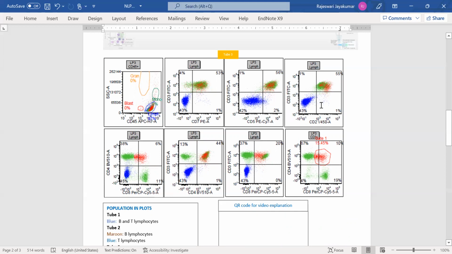The T cells express nice CD5. They're positive for CD2. The important plot in this case is the CD4 versus CD8. And we have a population here that expresses CD4 and also goes all the way to express CD8 as well. So we have a small population of CD4 and CD8 double positive T cells here. When we gate them, they're almost around 15%.